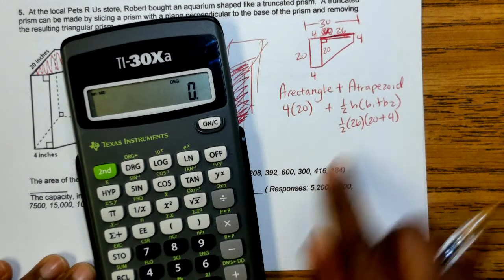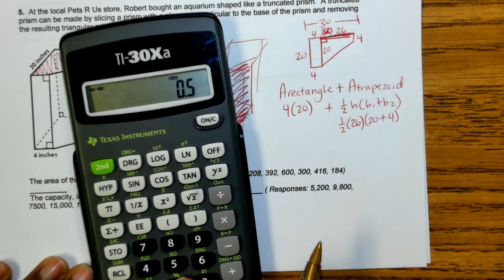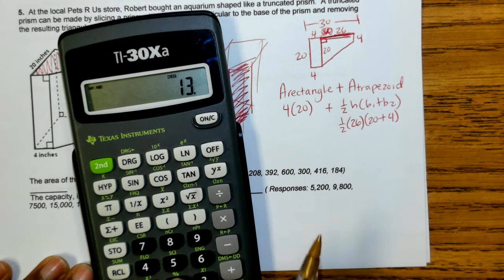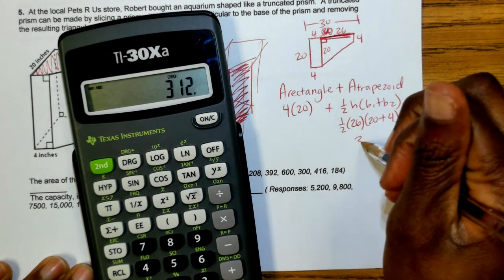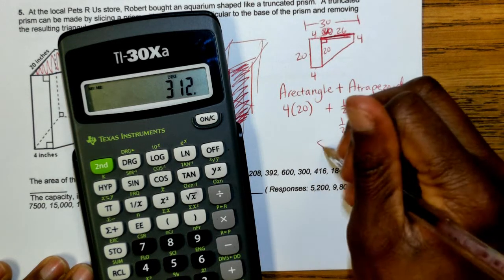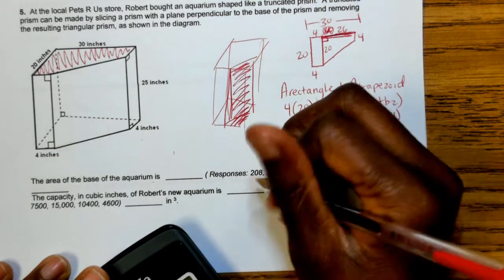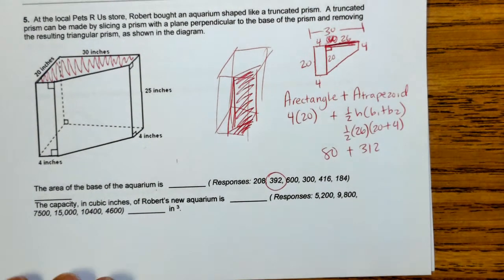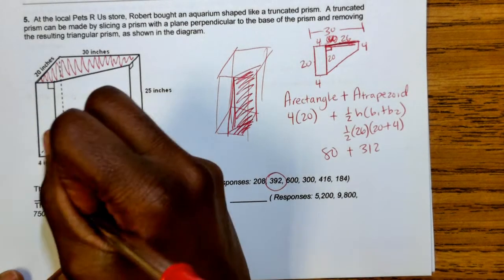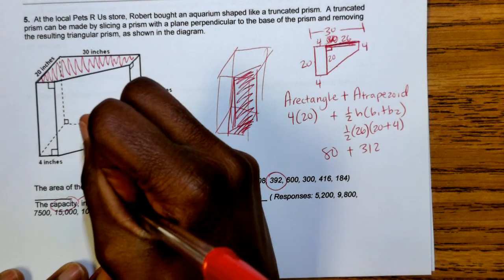Okay, so the area would be 0.5 times 26 times 24. 312 plus 80. So 392. Okay, then they want to know from there the capacity. Capacity is fancy for volume. How much does it hold?